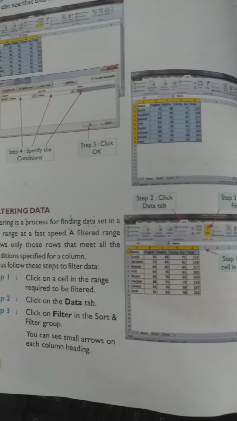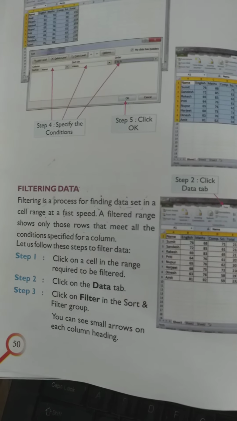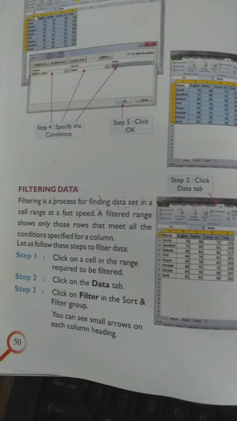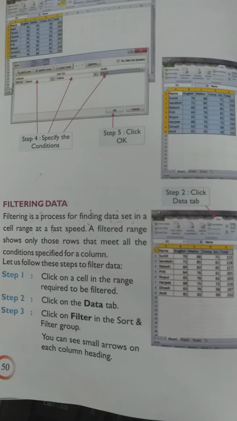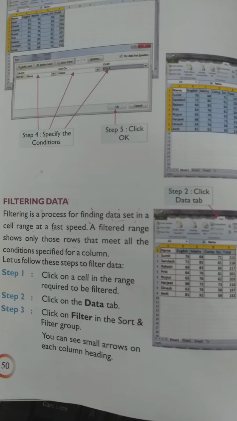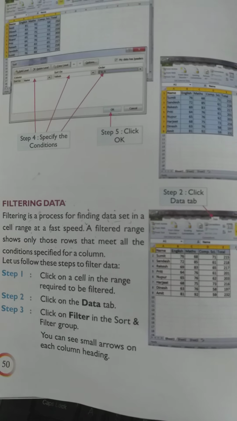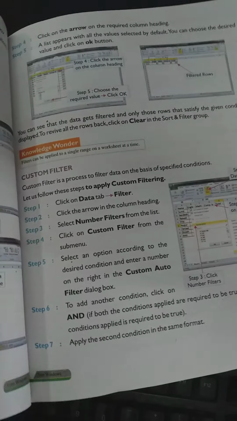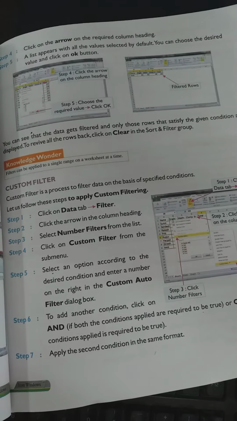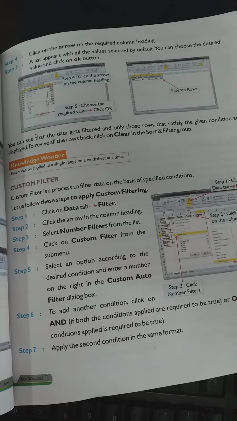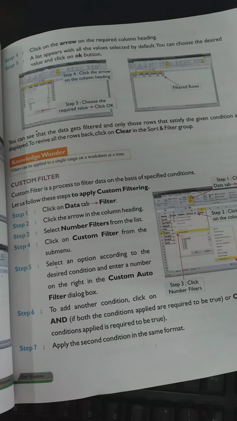Later on, filtering data. Filtering is a process of finding a data set in a cell range at a fast speed. A filtered range shows only those rows that meet all the conditions specified for a column. Then we have discussed custom filter. It is a process of filtering data on the basis of specified conditions.